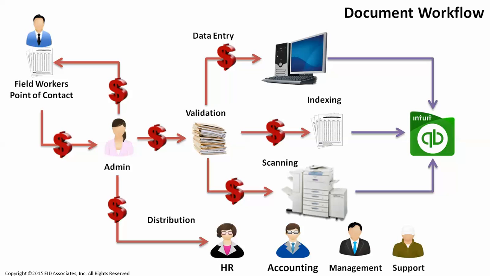We do all of this manual processing in order to get the information into QuickBooks, where QuickBooks can do what it does best. Now, as you notice, there are a lot of red dollar signs here, and these red dollar signs indicate touch points or bottlenecks within the process where a user is engaged in a process. And anytime we have a user engaged in a process or touching our documentation or having to do something with it, it costs the organization money.